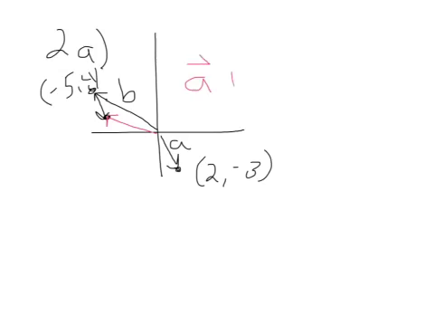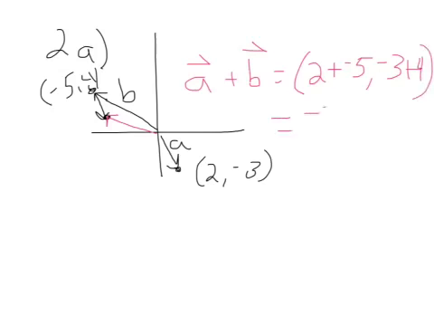A plus B is going to equal 2 plus a negative 5, comma negative 3 plus 4, which is equal to a negative 3, 1. If you need time to reflect on this, please pause it. Otherwise, we're going to continue with part 2.